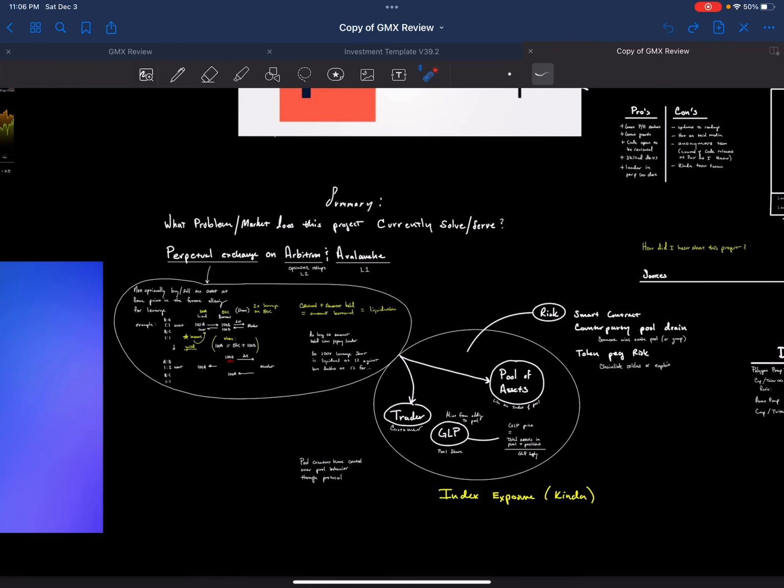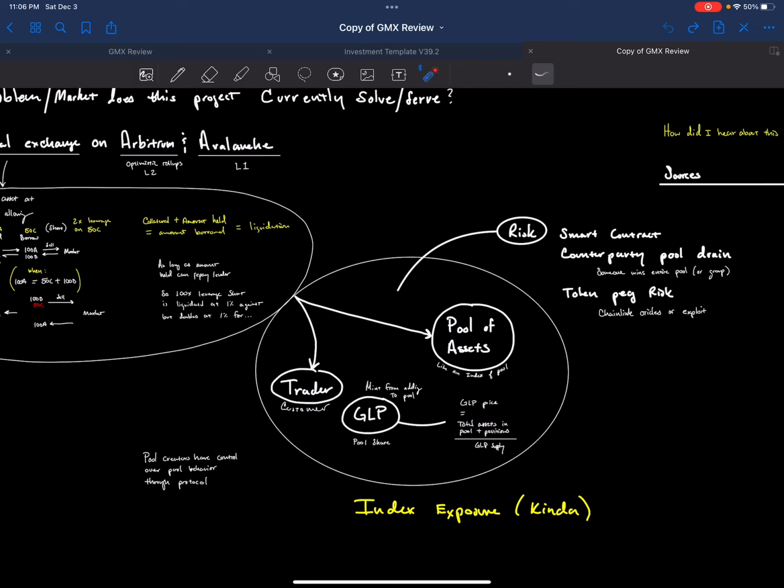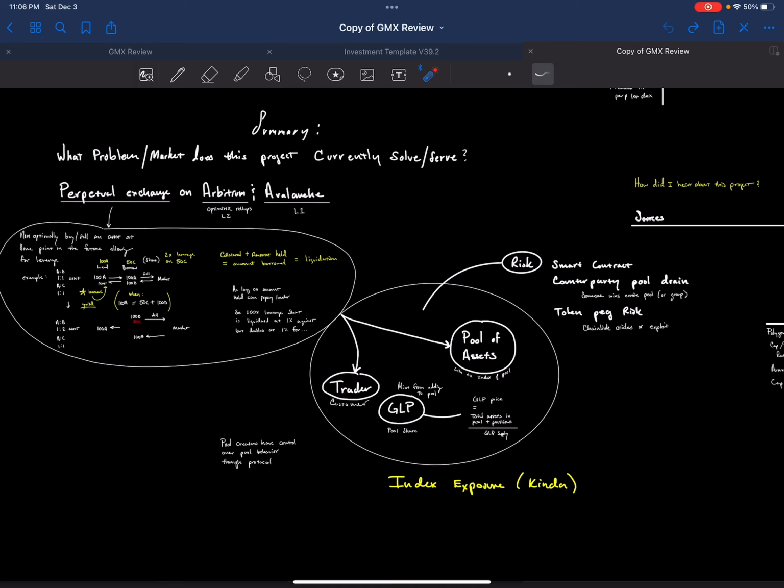Now, this is the back end a little bit. There's another token involved with GMX, and that is the GLP token. It's somewhat of an index exposure. It's kind of an index, but it's an index of Ethereum tokens, or whatever tokens they choose to put into this pool. So basically, as I said before, there's a lender and a borrower. Well, GMX takes that position automatically. It could be equally matched up, or it could just be the pool itself taking that position, this pool of assets. And this pool of assets exists with the GLP token.